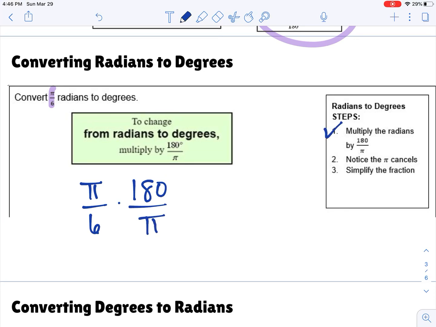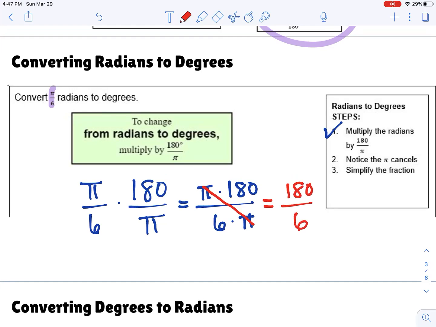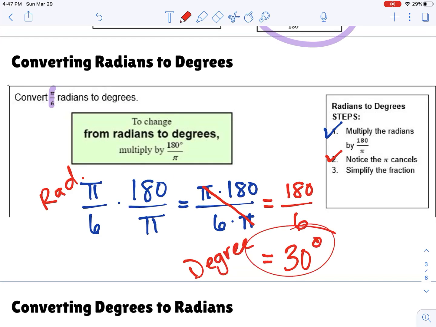Okay, we did the first step. We want to notice when we multiply across, we're left with pi times 180 over 6 times pi. You should notice that since we have a pi over pi and we're multiplying, these should cancel. So I'm left with 180 over 6. Now you need to simplify the fraction. 180 over 6, if we were to divide those out, that would be 30. And because we went from radians to degrees, this would be 30 degrees, and that should be your final answer.